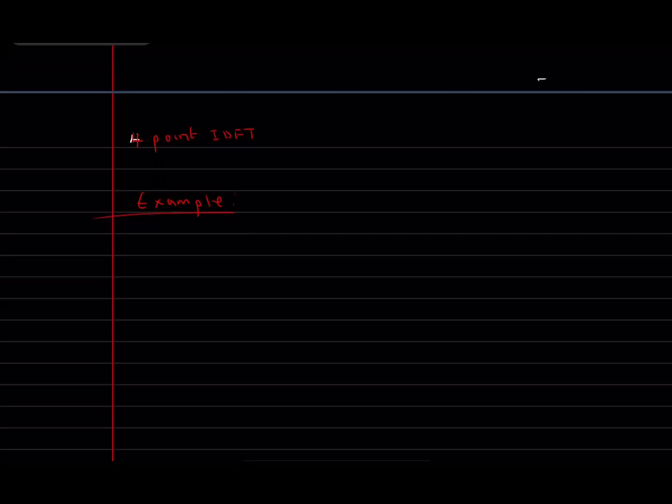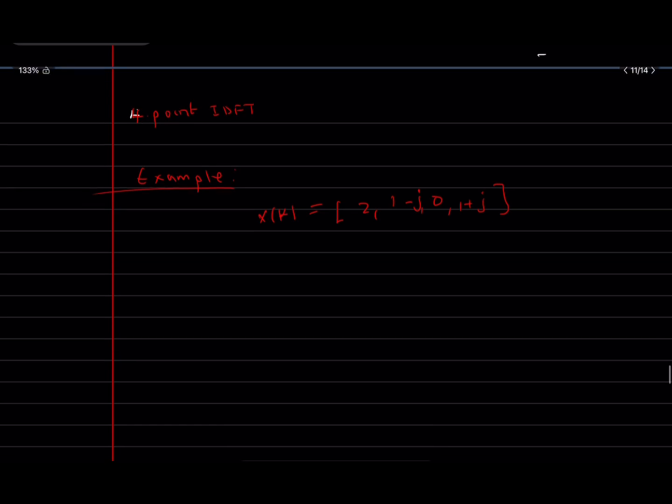The 4-point IDFT, because we have already done the 4-point DFT. For the 4-point IDFT, let's take the example that we solved earlier on. For instance, we have X of k equal to 2, 1 minus j, 0, and then 1 plus j. As I was saying earlier on, when you are doing the forward DFT, you can find the first three and the other one you don't have to calculate, using complex conjugates. But now let's focus on the IDFT.